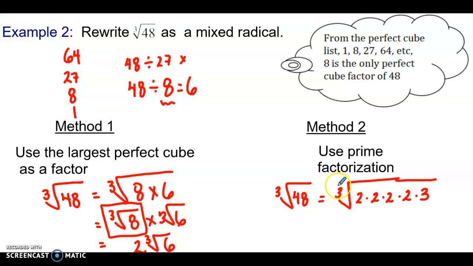This time, since we are finding the cube root, the cube root of 3 factors of 2 will give us 2, times the cube root of all the remaining factors, and that will give us 2 times the cube root of 6. The cube root of 48 is 2 cube root 6.